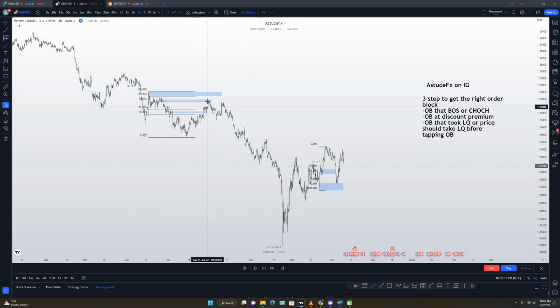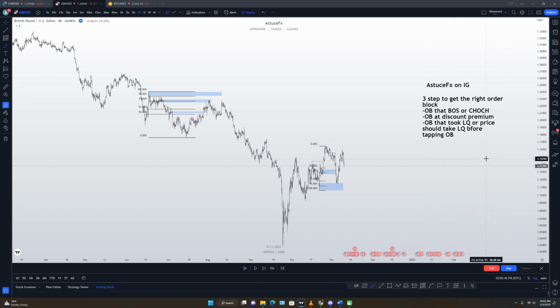And once you get the right order block, sometimes you still have to look for confirmation on a lower time frame. Maybe I'll make another video about confirmation, but it helps you get more RR, and you can also avoid some losses, because if there's no confirmation, it might just be a no trade scenario and price can keep dropping like this one here. So this is the thing: you need an order block that broke structure at a discount or premium based on the fib tool, and also an order block that took liquidity, or price should take the liquidity before tapping the order block, which is the valid order block.